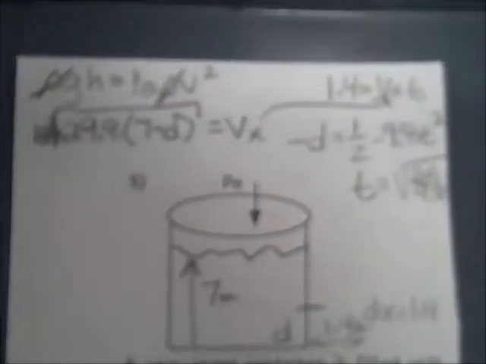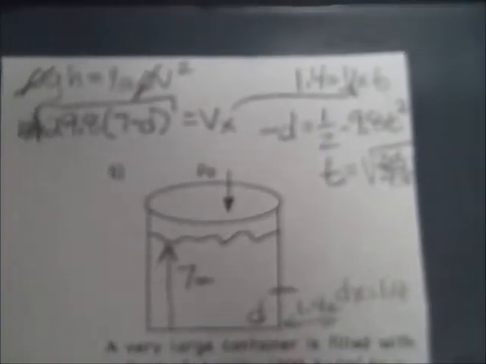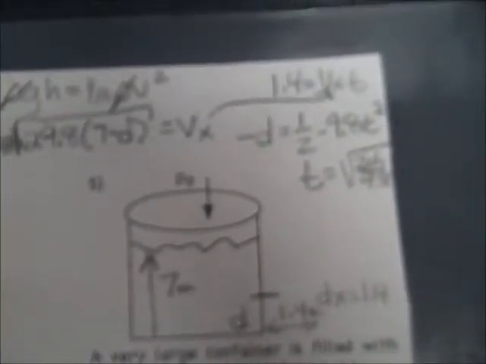Number 5. This one got a little messy with a quadratic. I started out using rho gh equals 1/2 rho v squared and found that for Vx, and then did d equals v times t, and d equals 1/2 g t squared in the vertical direction to solve for the time. Then I set them together for a quadratic, and I got 6.93 meters for the distance d.